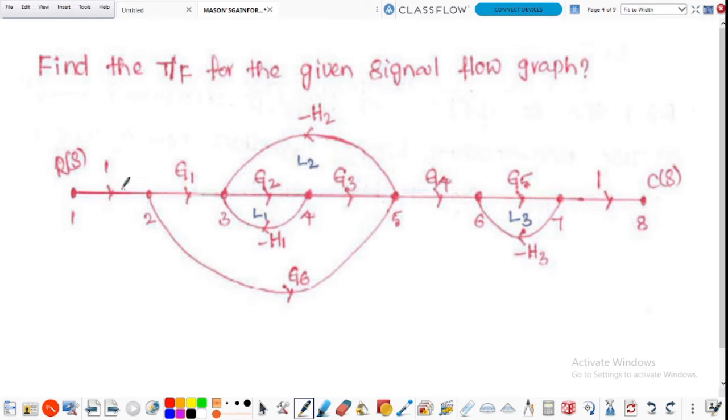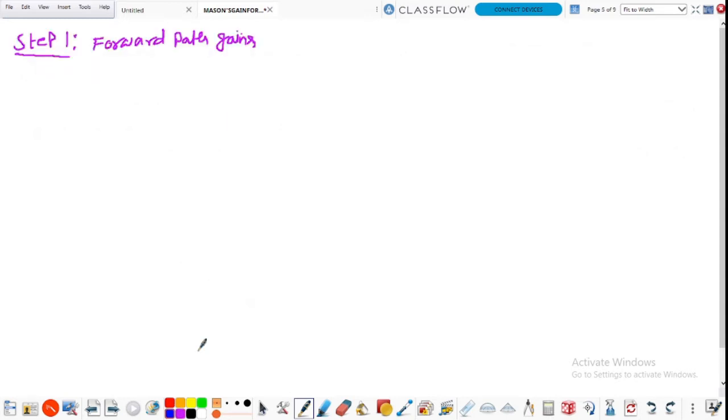And the second forward path is 1 to 2, 2 to 5, 5 to 6, 6 to 7, and 7 to 8. And this is the second forward path. Totally there are 8 nodes.